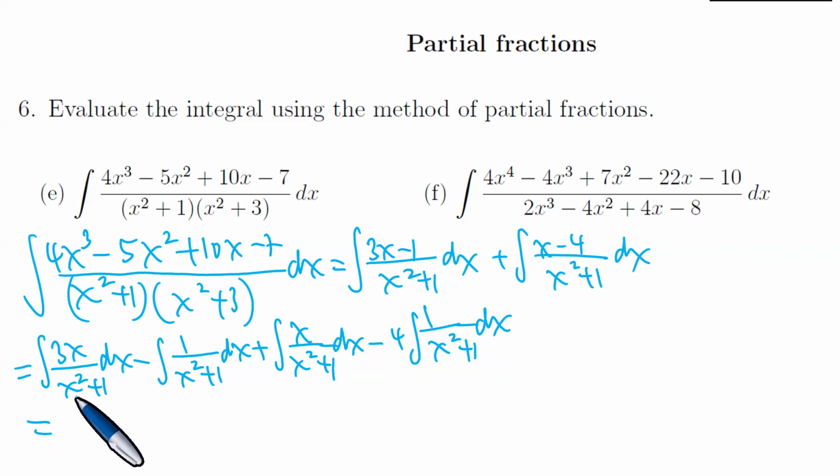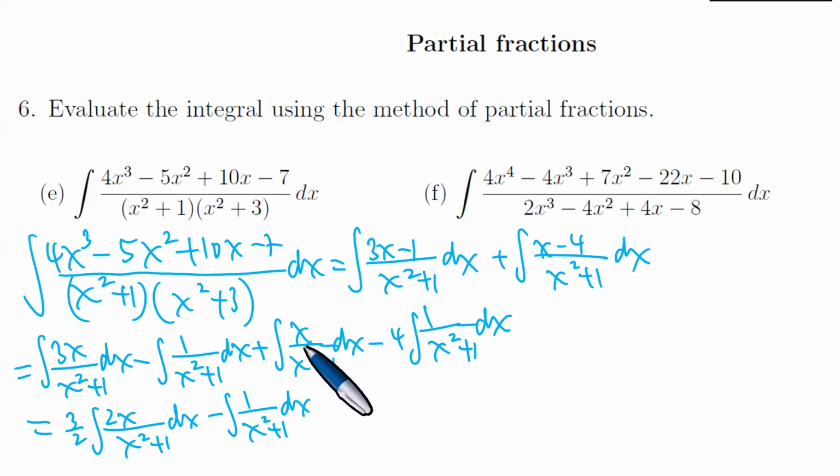Okay, now the derivative of this x squared becomes 2x. So you'd have this one, you want it to be 2, so you'd have 3 out of 2, 2x over x squared plus 1 dx. Now the integral of this one is arctan, so let's leave it for now. This one, the derivative is 2x, so you'd have to introduce a 2x, plus 1 dx. The integral of 1 over x squared plus 1 dx.